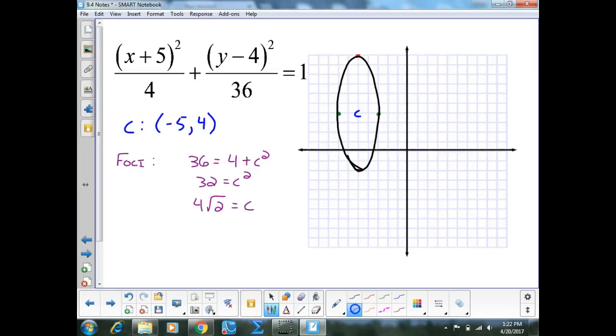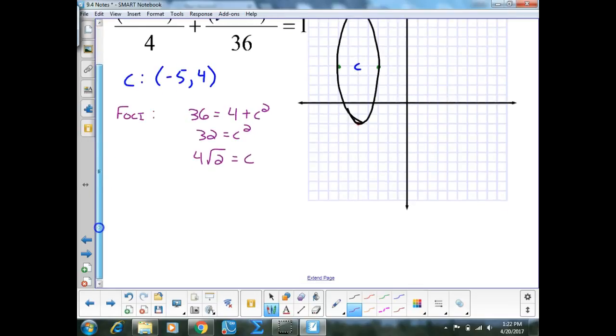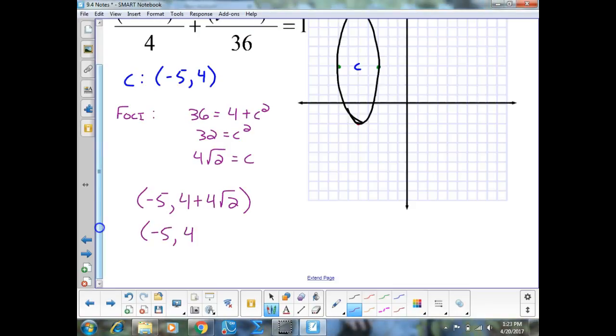Okay. Now, from my center, where are my foci located? Up first, we were doing down first. Up and down, right? So that means I'm going to add and subtract them to the y. So the foci are located at the points negative 5, comma 4 plus 4 square roots of 2 and negative 5, comma 4 minus 4 square roots of 2. And that's where the two foci are.